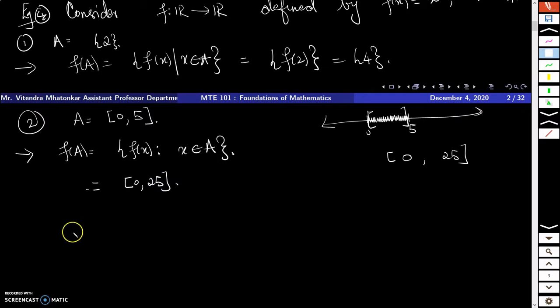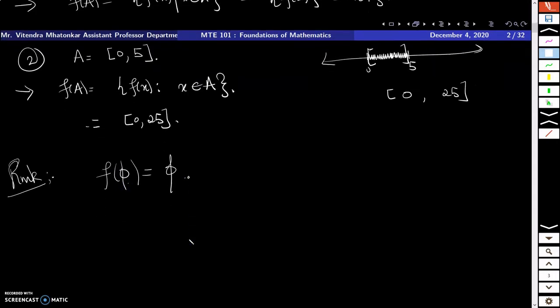Now what is the image of an empty set? I'll state that as a remark. The image of an empty set will always be empty. Okay, so let's try to see why this is happening. If it is non-empty, then what will happen?